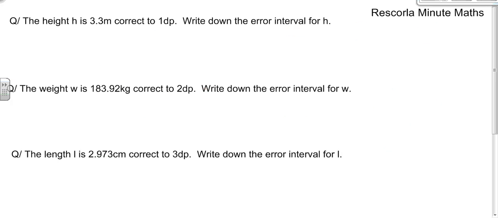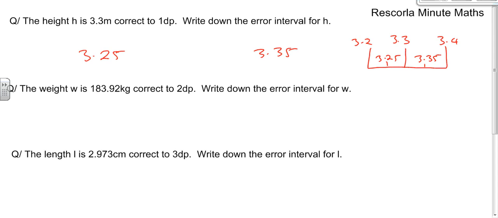So now, have a go yourselves. So pause the video, have a go at it. And if you've done so, then what we have is we have our fork. And we have 3.3. So you go down to 3.2 and 3.4. So this one here is 3.25. This one here is 3.35. So the error interval is going to look like 3.25 and 3.35 with H in the middle. Remember, both arrows go to the left, but the first one has that underneath it. Okay, let's try the next one.